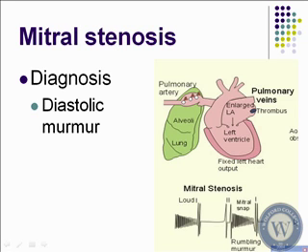Mitral stenosis is diagnosed with a diastolic murmur. The diastolic murmur gives you like a mitral snap. It's a rumbling murmur that occurs right after S2.